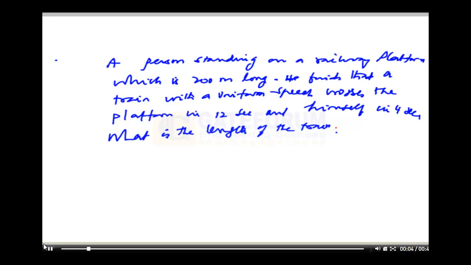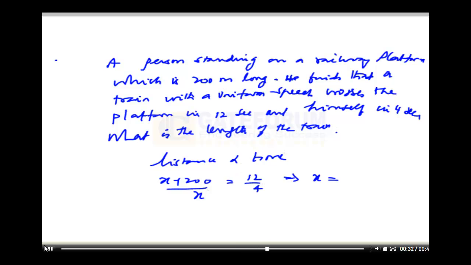A man stands on a railway platform, which is 200 meters long. He finds that a train with a uniform speed crosses the platform in 12 seconds and himself in 4 seconds. What is the length of the train? We know distance is directly proportional to time. So x plus 200 by x, where x is the length of the train, is 12 by 4. That will give you x is equal to 100 meters.